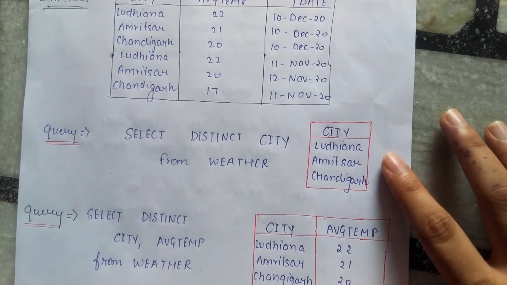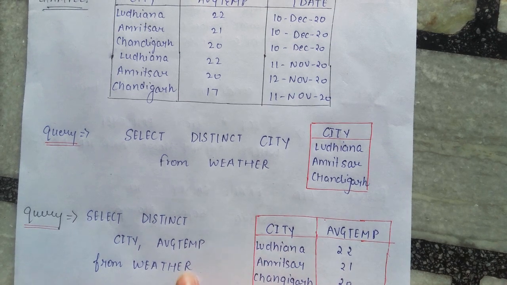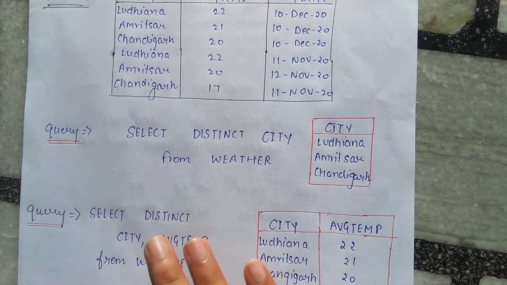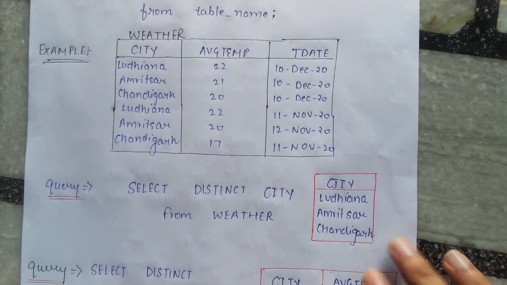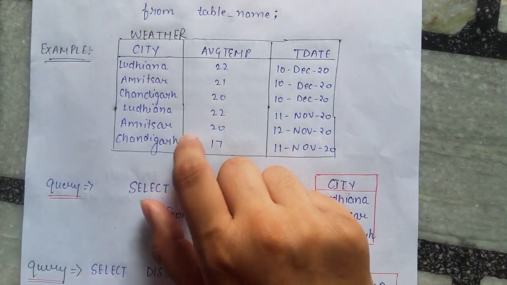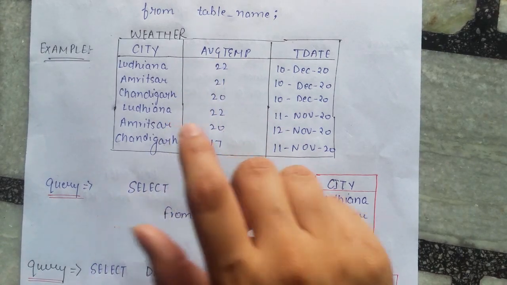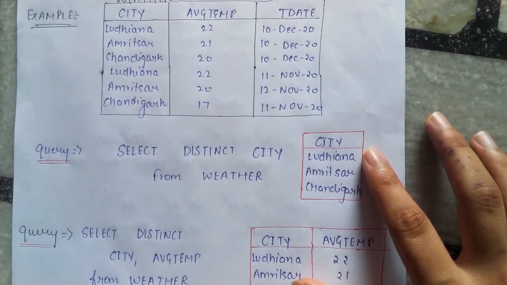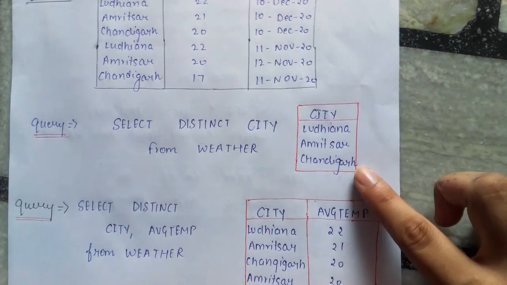Now we can also use more than one column. For example, in this query I have written two columns: city and average temperature. We want to select DISTINCT city and average temperature FROM weather. It will work like this. Firstly it will take Ludhiana 22, and it will be considered. After that Amritsar 21 will also be considered. After that Chandigarh 20 will also be considered.